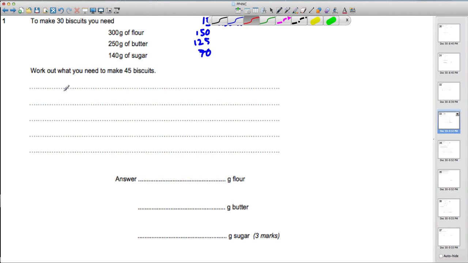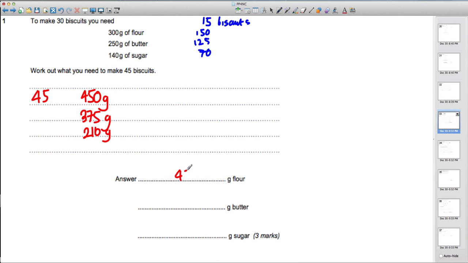So therefore, 45 biscuits would be 3 times this, so it would be 450 grams. It would be 3 times that, which would be 375 grams, and 3 times that, which would be 210 grams. So 450, 375, and 210. Clearly show that you've done 15 and 45 biscuits. So 15 would be halve it, and then 45 would be times by 3. Show that above. Perhaps I didn't show that clearly. I should have shown that above as follows.